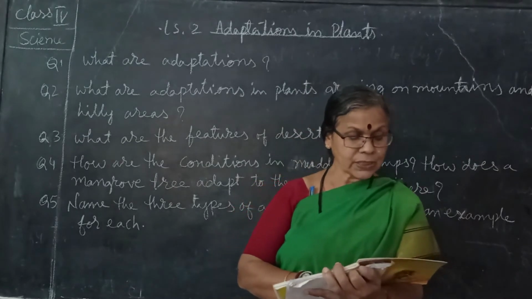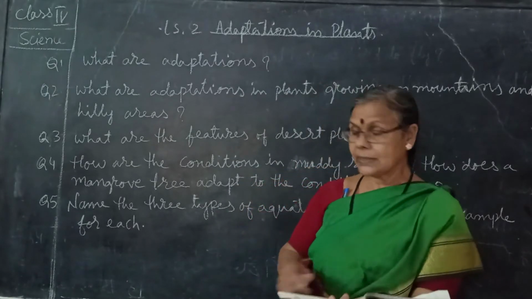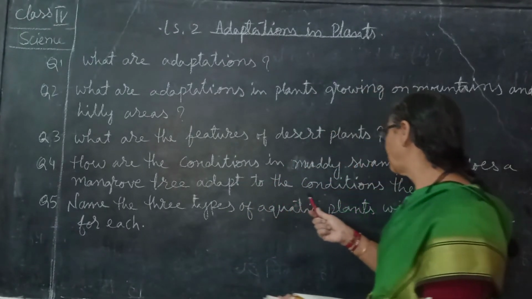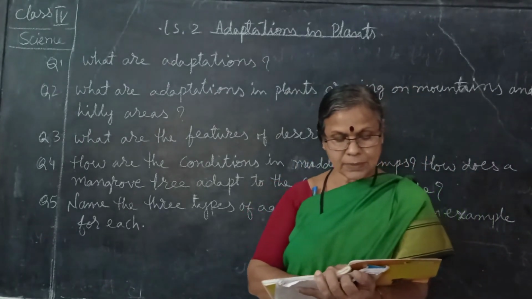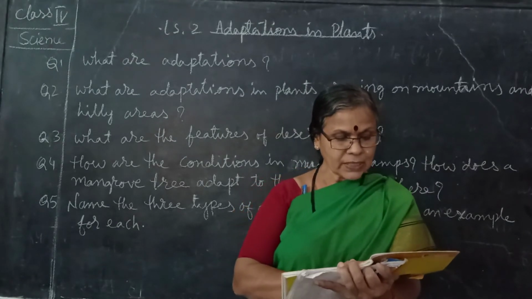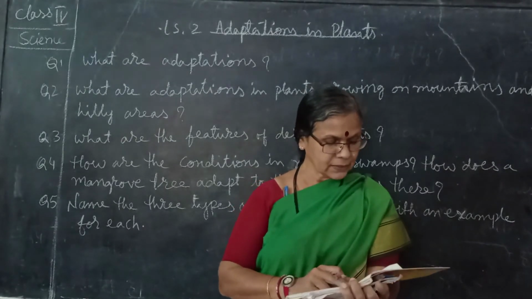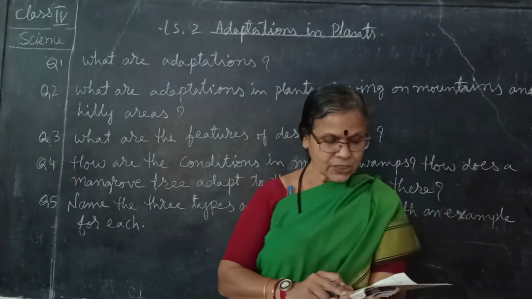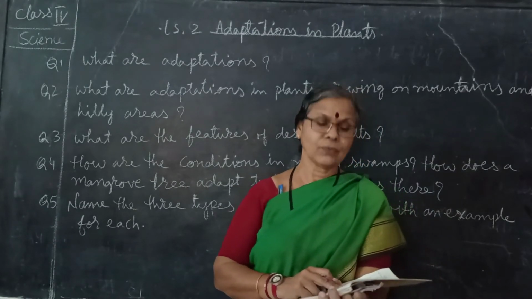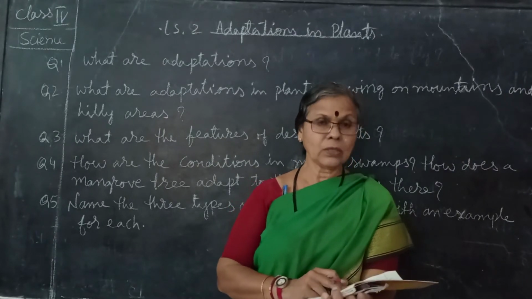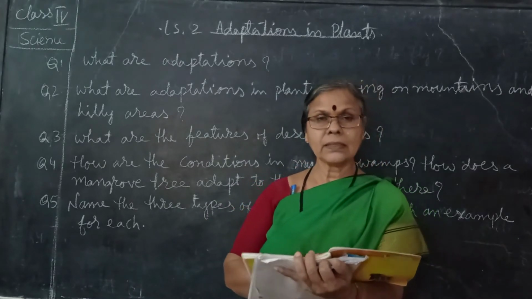Right? Now fourth question: how are the conditions in muddy swamps? How does a mangrove tree adapt to the conditions there? So answer: the conditions in muddy swamps are the soil is very sticky and clayey and has a lot of water in it. Air cannot reach the roots. The tree has roots that grow out of the soil. They are called breathing roots. They absorb the air that the tree needs.